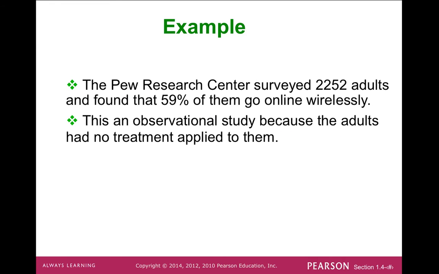So an example is the Pew Research Center surveyed 2,252 adults and found that 59% of them go online wirelessly. I would gather that that statistic is probably higher now than when this PowerPoint was first made. This would be an observational study because the adults had no treatment applied to them. They just simply asked them, do you go online wirelessly or do you not? And the person would respond, yes or no.